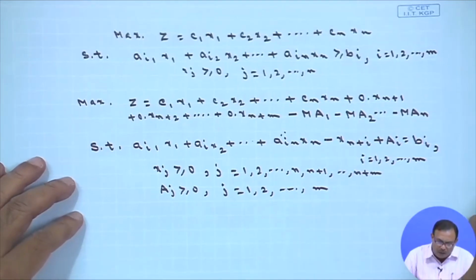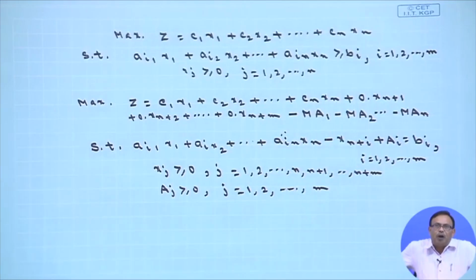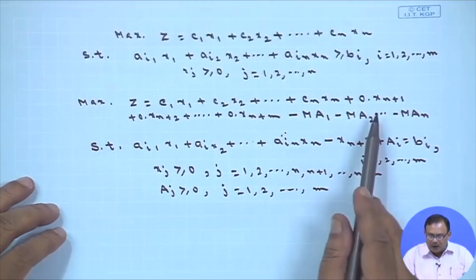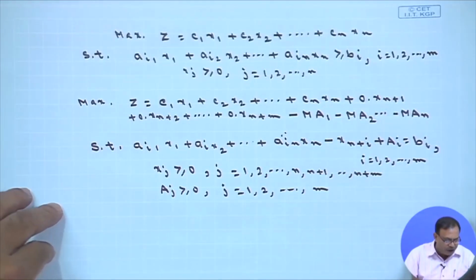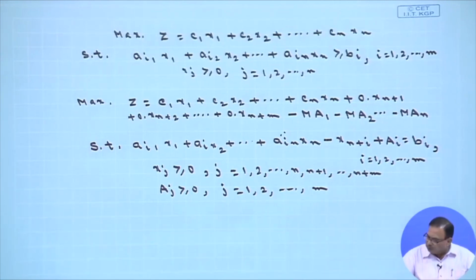So, whenever I have this greater than or equal to inequality problem, in that case what I am doing, I am attaching both the surplus variable as well as the artificial variable.